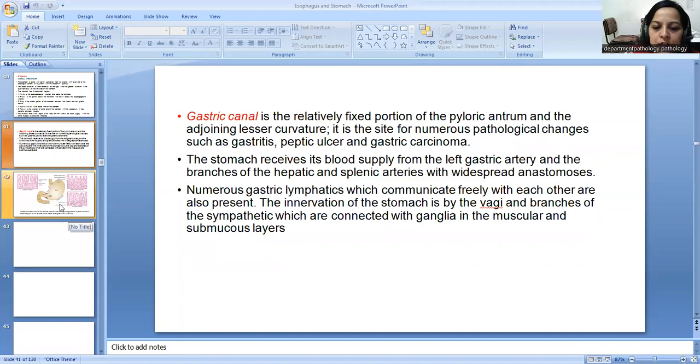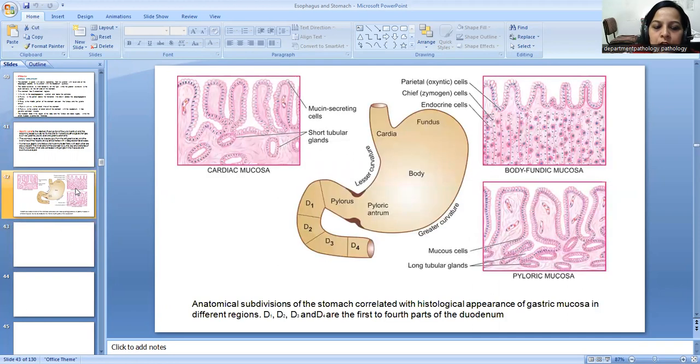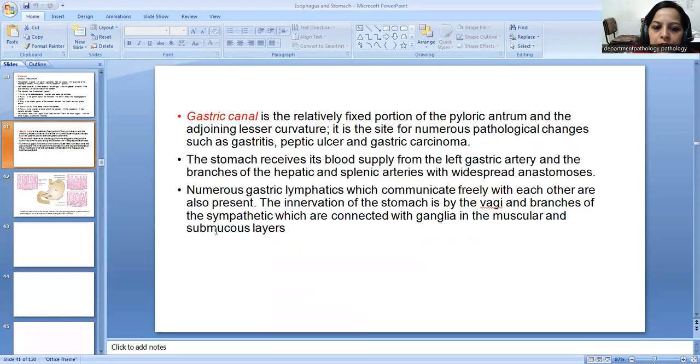The stomach receives its blood supply from the left gastric artery and the branches of the hepatic and splenic arteries with widespread anastomosis. Numerous gastric lymphatics which communicate freely with each other are also present. The innervation of the stomach is by the vagi and branches of the sympathetic, which are connected with ganglia in the muscular and submuscular layers.